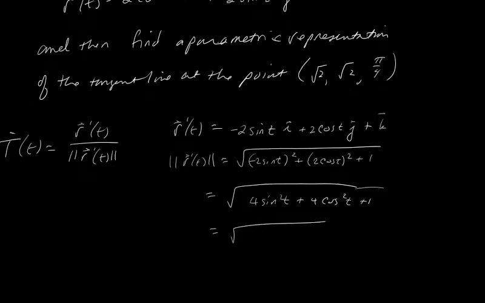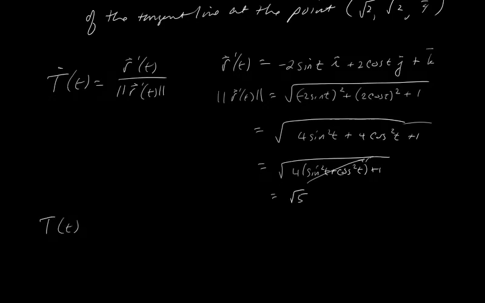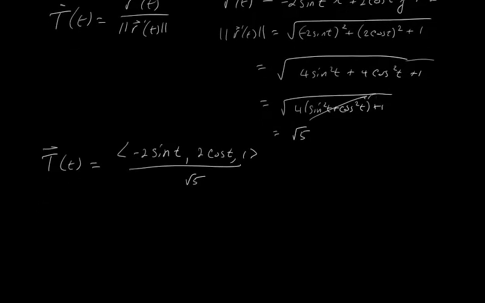So that's going to be 4 times sine squared t plus cosine squared t plus 1. Cosine squared plus sine squared is 1, so this is just equal to root 5. All right then, so our tangent vector is the vector negative 2 sine t, I'm doing this in component form, comma, 2 cosine t, comma, 1, divided by root 5, which we can simplify a bit to get negative 2 over root 5 sine of t, 2 over root 5 cosine of t, 1 over root 5.